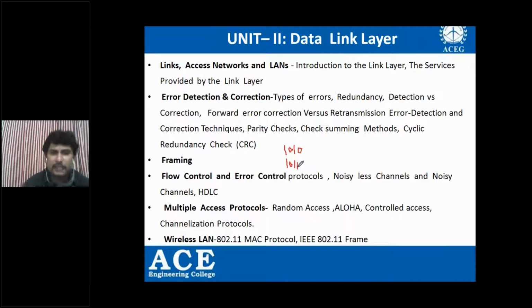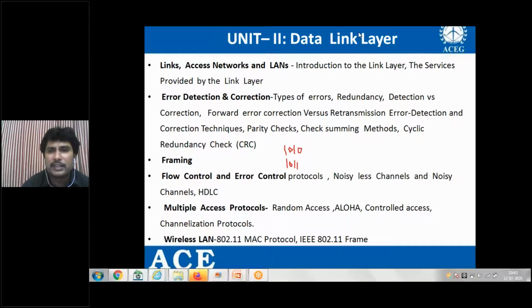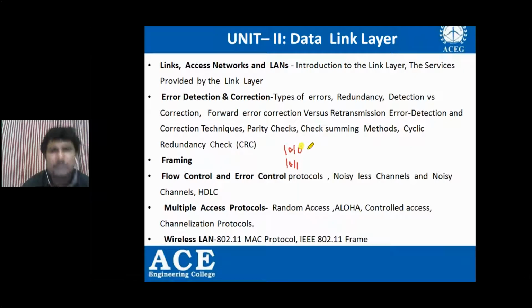Now, in error correction, we are not only saying that there is a presence of error, but we are trying to identify the position. And once the position is identified, we complement that particular bit. What do we mean by complement? Simple. If your bit data is 0, the complement of it is 1. If your data is 1, the complement of it is 0. So identifying the position and then complementing that particular bit position, we refer to it as error correction.